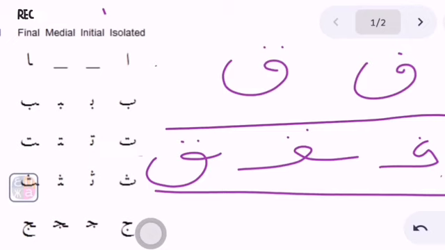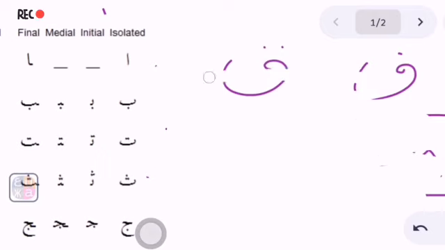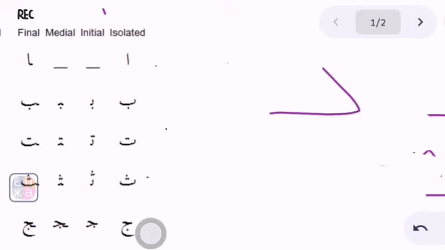After fa and qaf, then we have kaf. Kaf alone. In this case, we're going to look at kaf alone. So looking at kaf alone is what we're going to do right now. This is the way our kaf looks like.